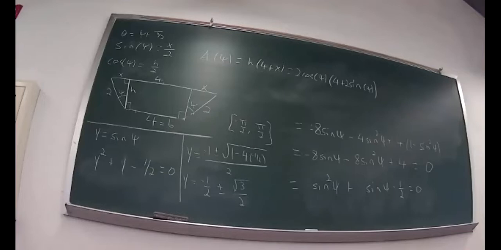Now let's graph 2 times cosine x multiplied by 4 plus 2 sine x. So this is my function that was going to give me the area of the trapezoid. And let's restrict its domain from negative pi over 2 to pi over 2.